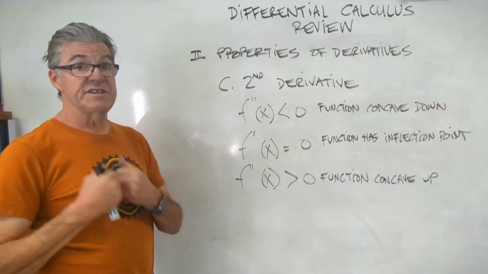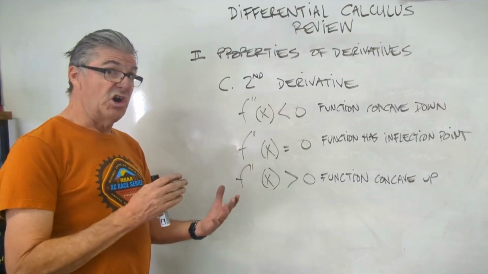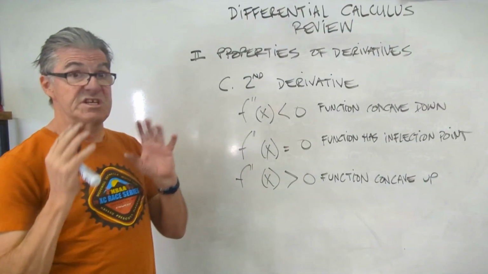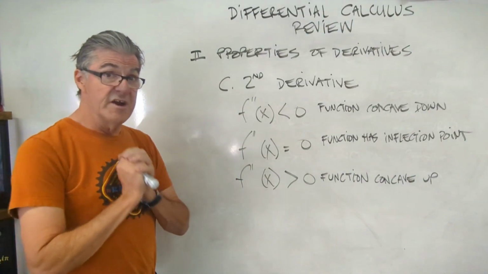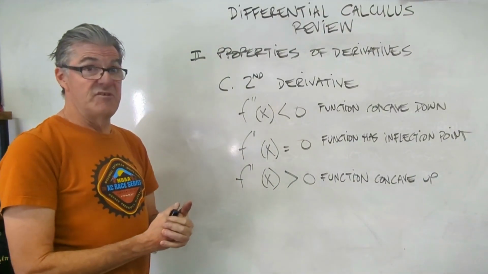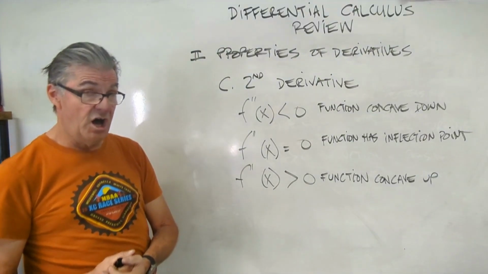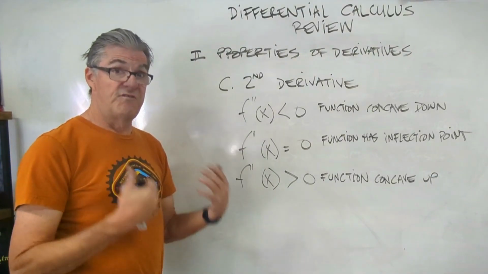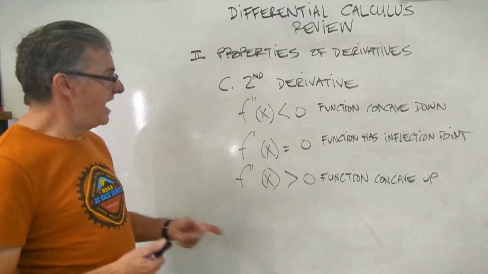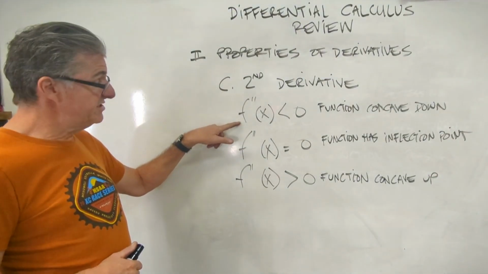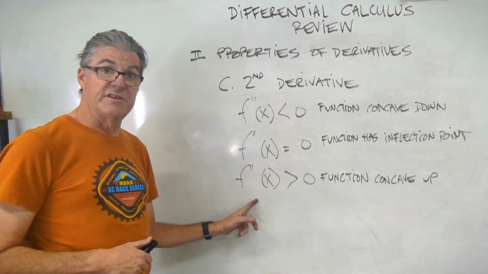All right, let's take a look at the second derivative. And as you recall, the second derivative is just taking the derivative of the first derivative. So in a very real sense, the second derivative is the rate of change of the rate of change for a function. So here we go. Same thing we're looking at. Is the second derivative less than 0? Does it equal 0? Or is it greater than 0?